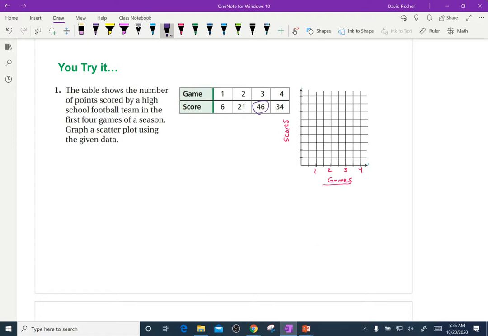What if you tried 5? Let's see if that works. 5, 10, 15, 20, 25, 30, 35, 40, and 45. My highest number is 46, so I can still get that on there. So counting by fives would be a good scale to use. All right, go ahead and plot those points. I have it on the next screen.